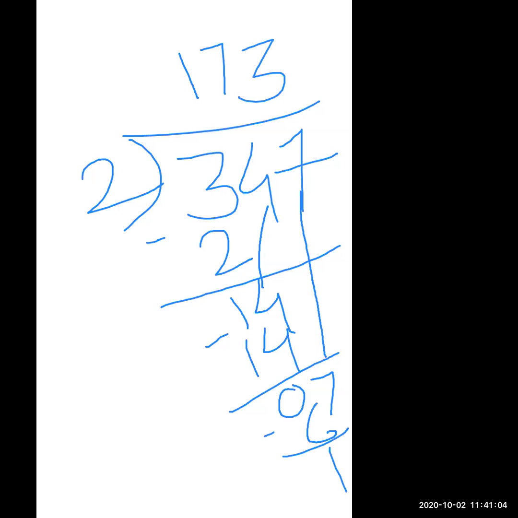Okay. After 7, is any number there? After 7, check it properly. Is any number there after 7? Give me the answer in the chat box. After 7, is any number there? No number is there. That means here your division sum solving is over.